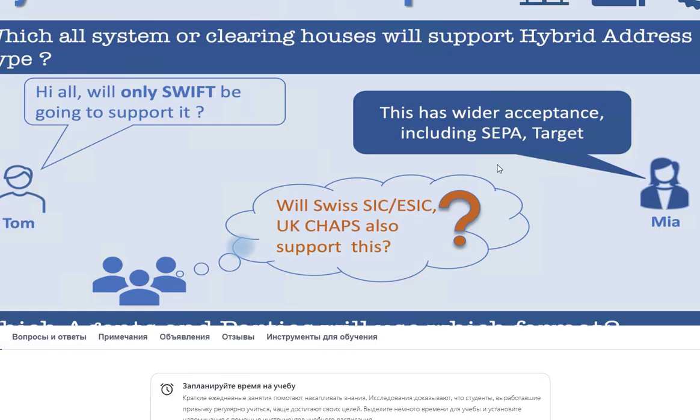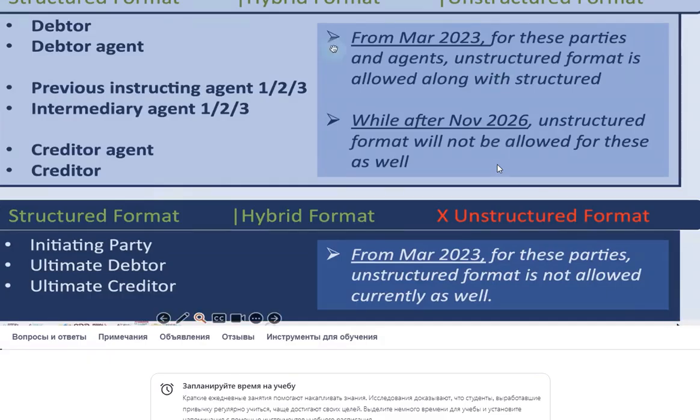Now let's see which agents and which parties support structured and unstructured currently, and what will happen after November 2026. So the question is, which bodies support which format: structured format, hybrid format, and unstructured format. These are the three formats.